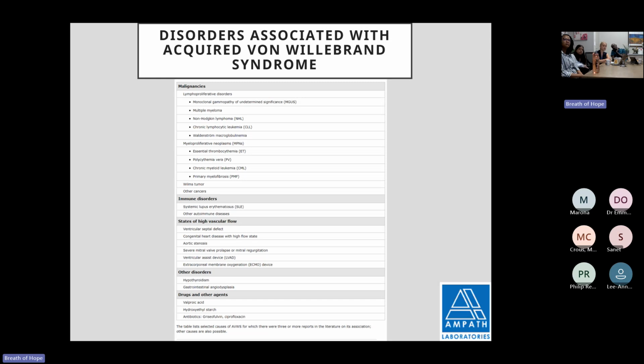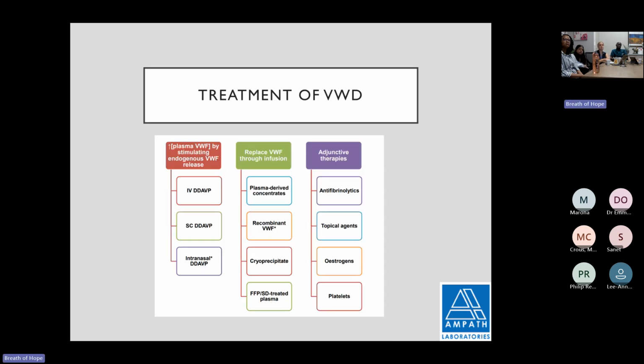And then another interesting thing is there's also some drugs and other agents that can lead to acquired von Willebrand, like valproic acid, as well as ciprofloxacin. And now the treatment of von Willebrand that I'm just going to touch on.